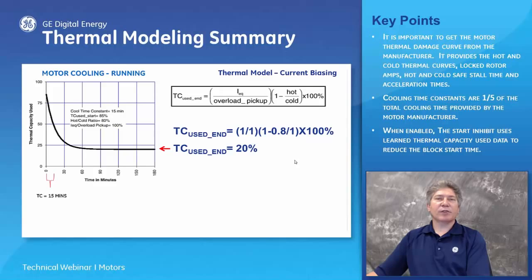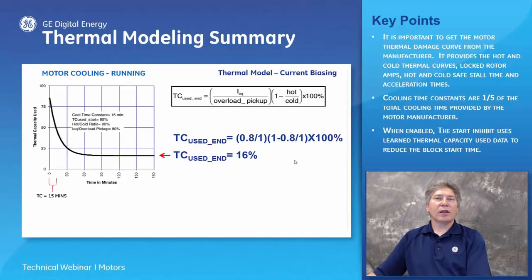In this example, the motor is running at 100% of the overload pickup level and the hot over cold ratio is 0.8. If the load remains constant for 75 minutes, then the thermal capacity used will decay to 20% thermal capacity used. In this example, the motor is running at 80% of the overload pickup level. The thermal capacity used will decay to 16% provided that the load remains the same for 75 minutes.